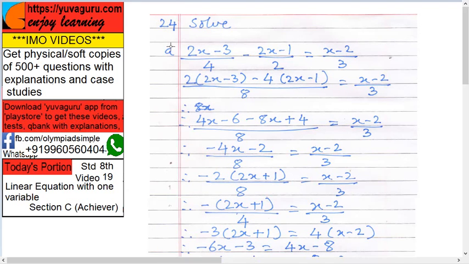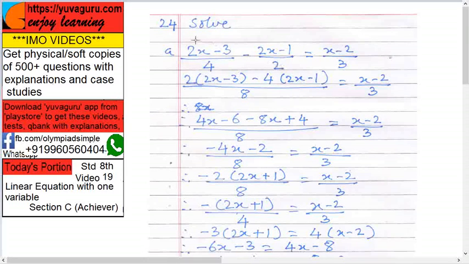Next one, solve. There are two questions in it. (2x minus 3)/4 minus (2x minus 1)/2 equals (x minus 2)/3. Solve the left hand side first. So LCM is 4. Actually it's 8, but it can be taken as 4 also.